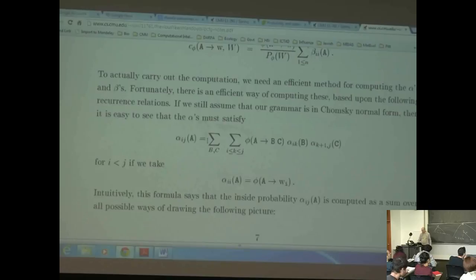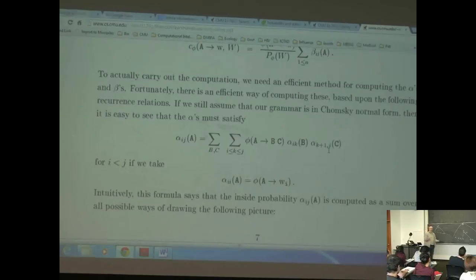Alpha ij of A is a sum of all different B's and C's, and a sum of all different ways of breaking I and J in the middle with a K. And then for each one of them, we have to take into account the probability that A becomes B and C, and of course, if there is no such production, it's 0. And if there is such a production, we take that probability and then we multiply it by the probability of B accounting for the words from I to K, and C accounting for the words from K plus 1 to J.